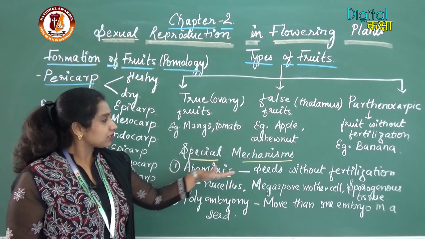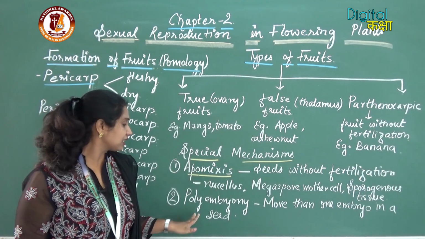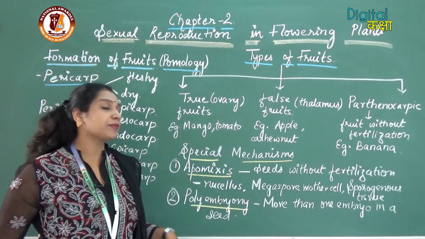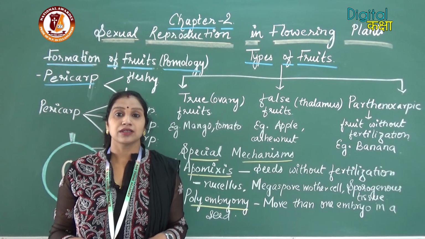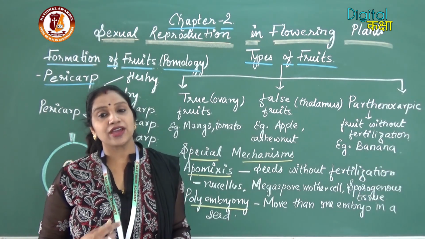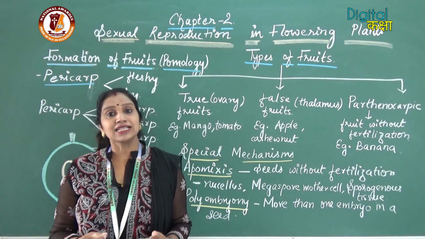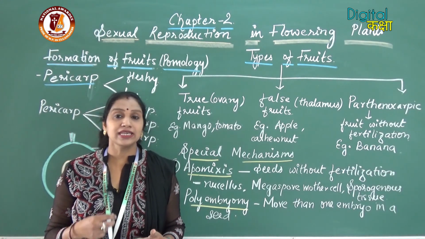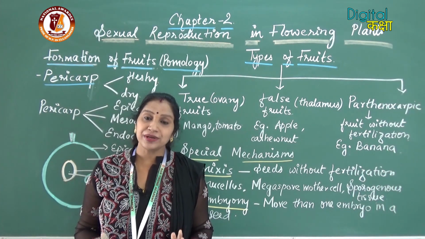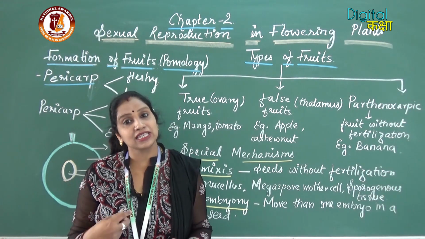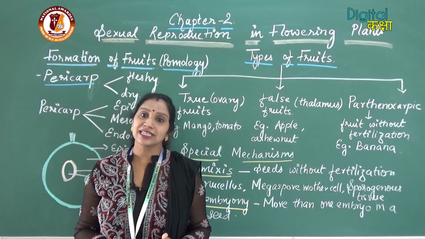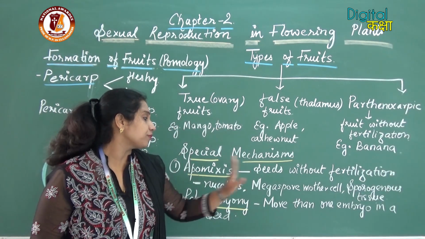Now the next special mechanism of sexual reproduction, that is polyembryony. As the name indicates, polyembryony. Poly means number of, embryony means embryo. So a large number of embryos in a single seed, that is called polyembryony. Means in a single seed, a large number of embryos are present and these embryos can give rise to new plants. Such condition in a seed is called polyembryony.